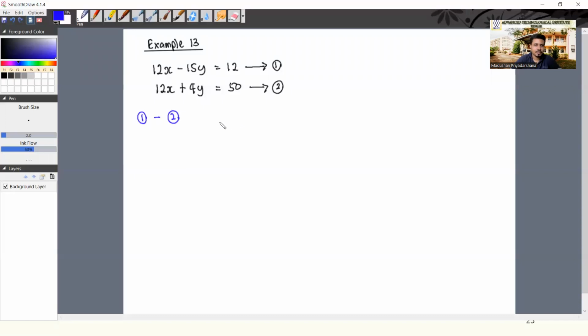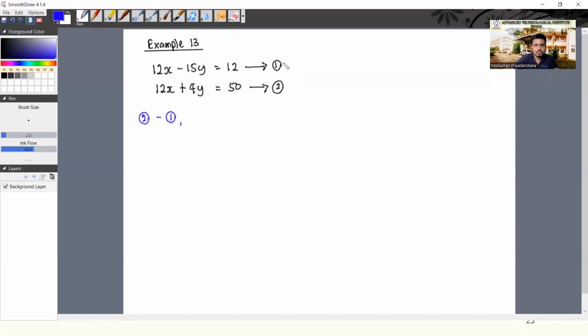Signs are similar. If the signs are similar, then we need to deduct. Here, taking 1 minus 2 is also fine, but then we have to deal with a negative value. 12 minus 50, we will get the answer as negative 38, minus 38. So it is easier for us to deal with positive values. Therefore, I choose equation 2 minus equation 1. Taking it the other way is not wrong either. Equation 1 minus equation 2 also gives the right answer. You will get the same answer, but for easier purposes, I will go the other way around.